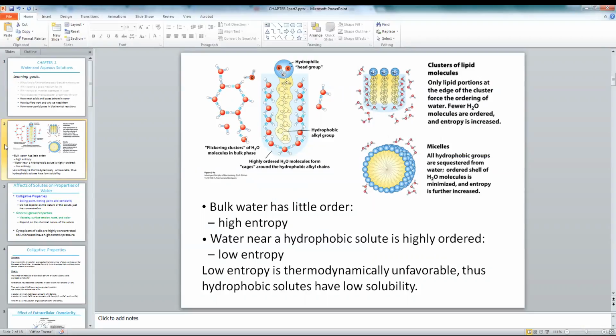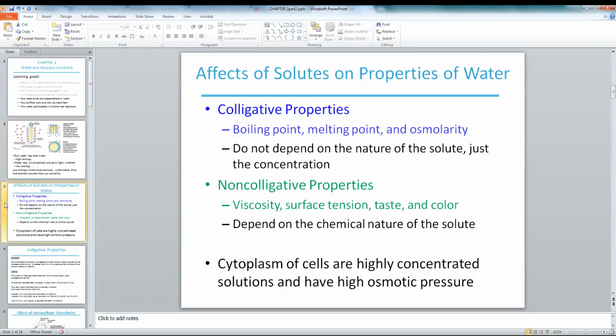When we're thinking about this in a broader picture, it's really low entropy that's going to be thermodynamically unfavorable. It's because of that reason that we see something that's hydrophobic having low solubility. So we're going to bridge from there and talk about some of the other effects that solutes are going to have on the properties of water.